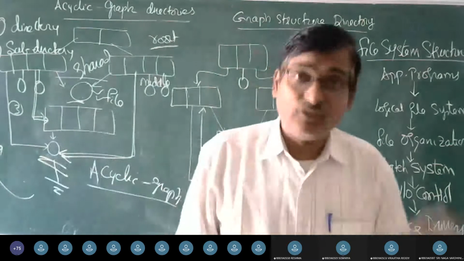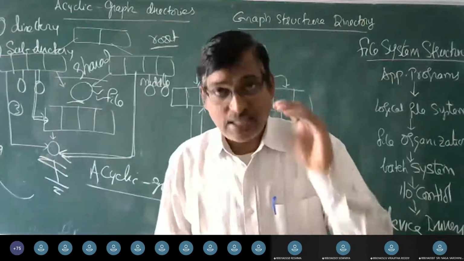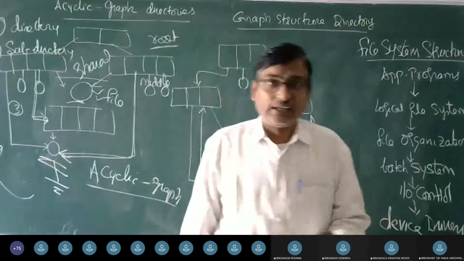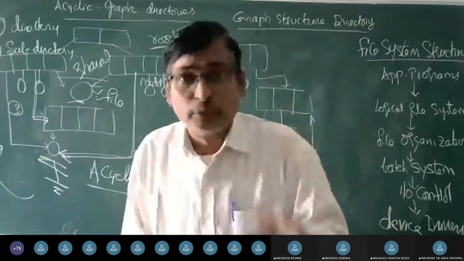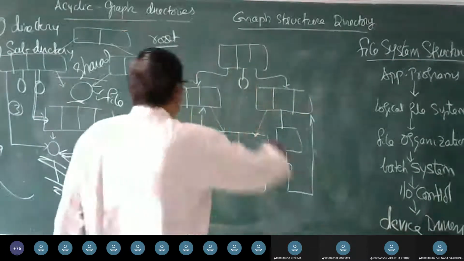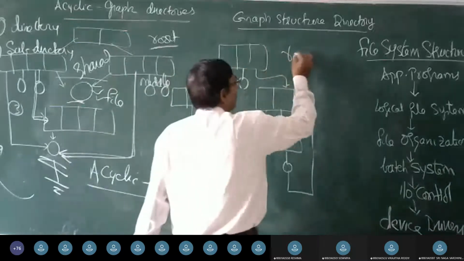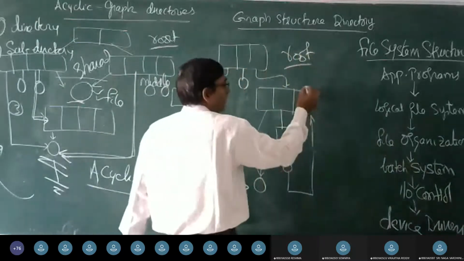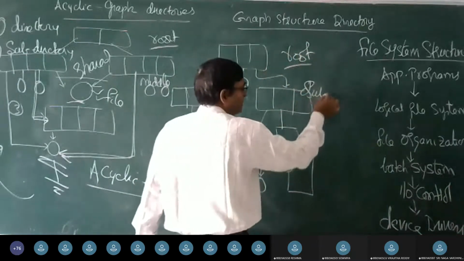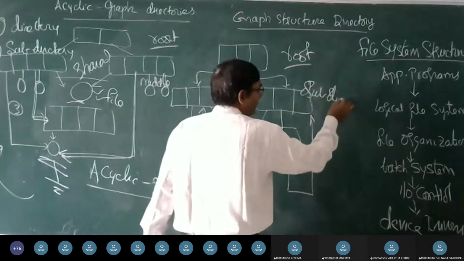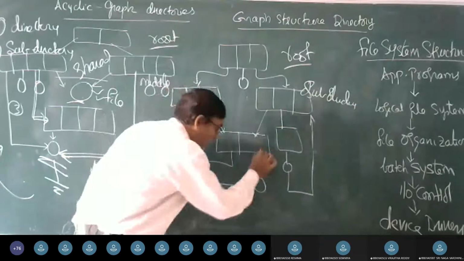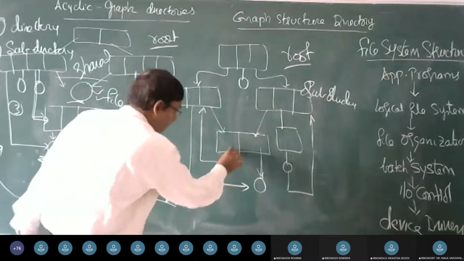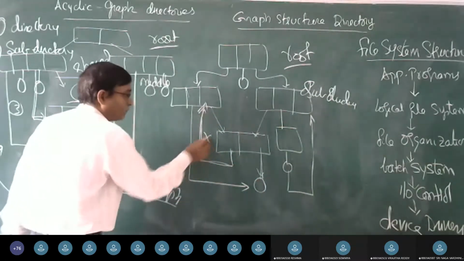After the acyclic graph, we have to represent a cyclic graph. Here is how we raise a cyclic graph: we have a root directory, then subdirectories, and one subdirectory points to another subdirectory, and thereby you can see there is a link which terminates back.